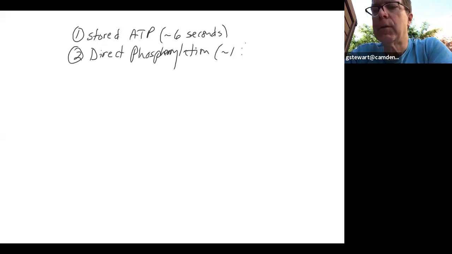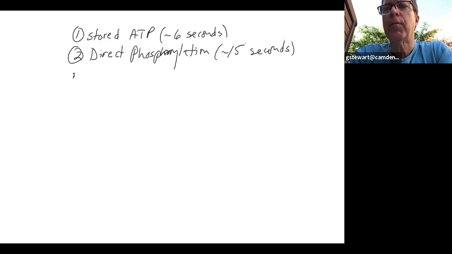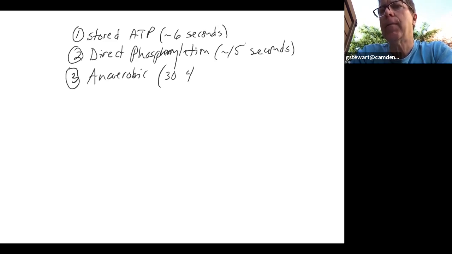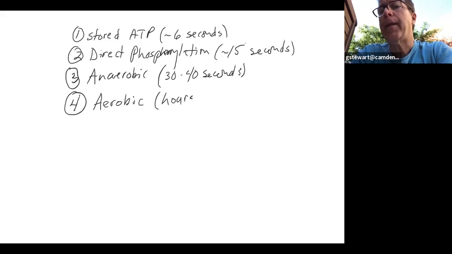It's hard to write out here on this table. About 15. Then our muscle cells go to something called the anaerobic pathway or glycolysis. And that can last for about 30, maybe 40 seconds if we're lucky. And if we want to run a marathon, we have to use oxygen and use the aerobic pathway. I'm just going to write hours. And that's how your muscle cells generate ATP.